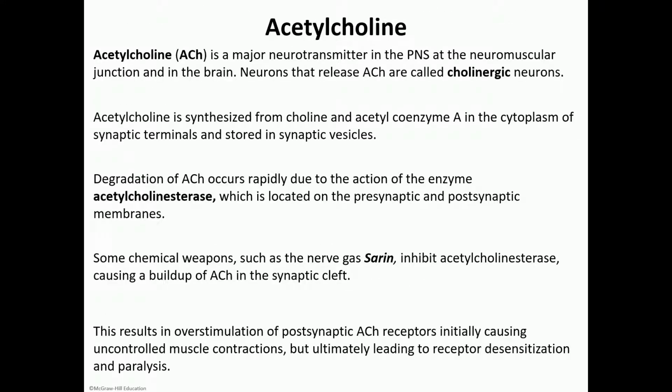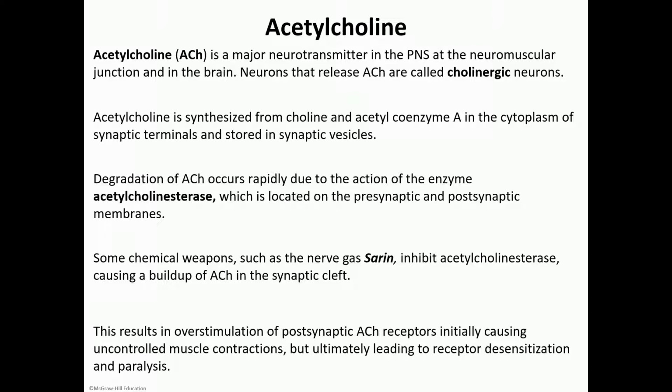So let's move on to the first one, and that is acetylcholine. Acetylcholine is one of the most major neurotransmitters. It is found in the peripheral nervous system and at the neuromuscular junction. So that junction, that synapse between nerve and muscle, the neurotransmitter in that synapse is acetylcholine. The neurons that release acetylcholine are known as cholinergic neurons, while the receptors that are stimulated by acetylcholine are also known as cholinergic receptors.